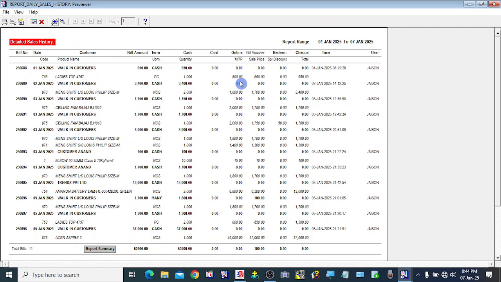Whether the mentioned payment is credited in your bank account or not, that also you can reconcile with the help of this sales history with the bank statement. This report is also very useful for daily auditing of previous day's sales.